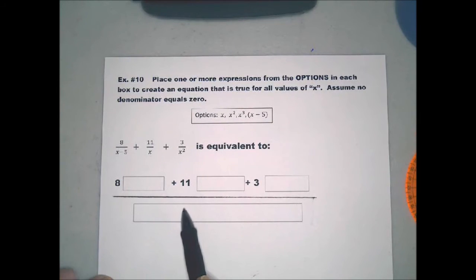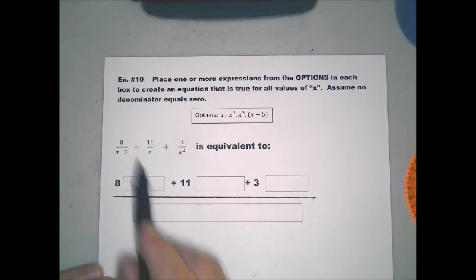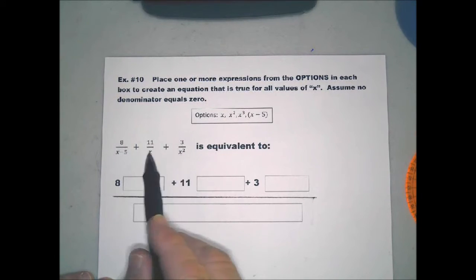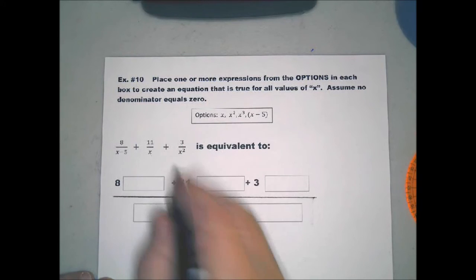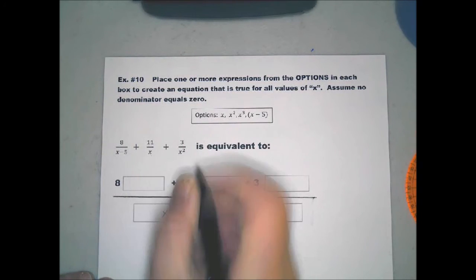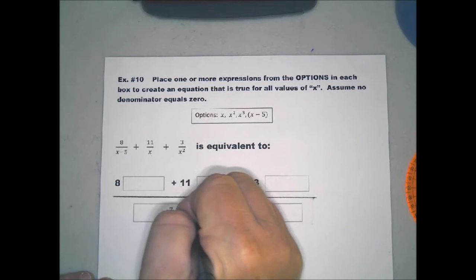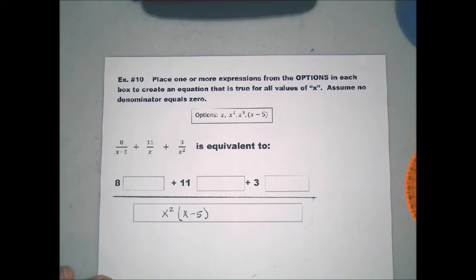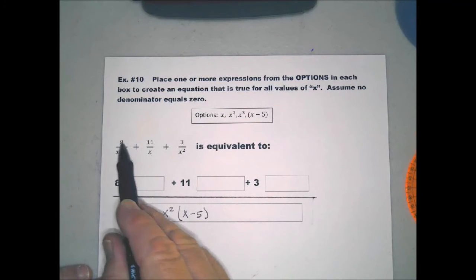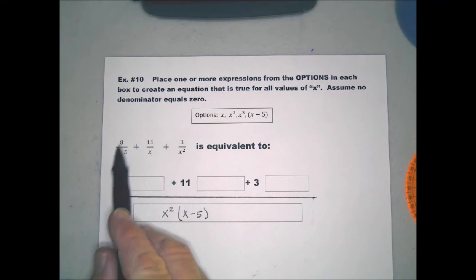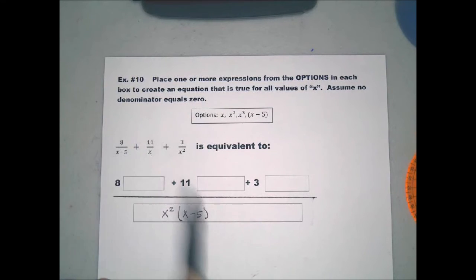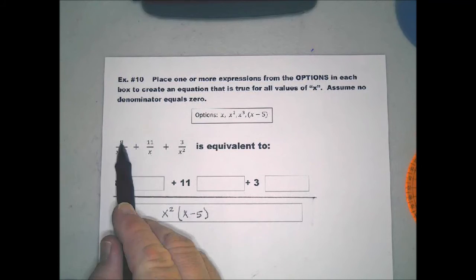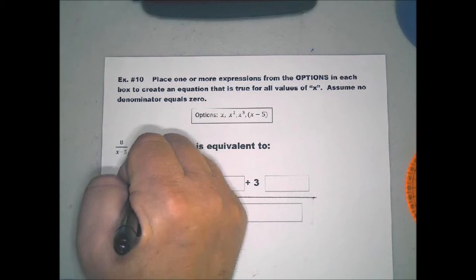So let's work on the common denominator first. The common denominator of these 3 denominators would be x squared and the binomial x minus 5. That would be the lowest common denominator. Now, what they're asking you to do to fill in these top boxes is simply, what would 8 be multiplied by? So if you look at the denominator of the 8, it's the x minus 5. So the 8 would have to be multiplied by the x squared.